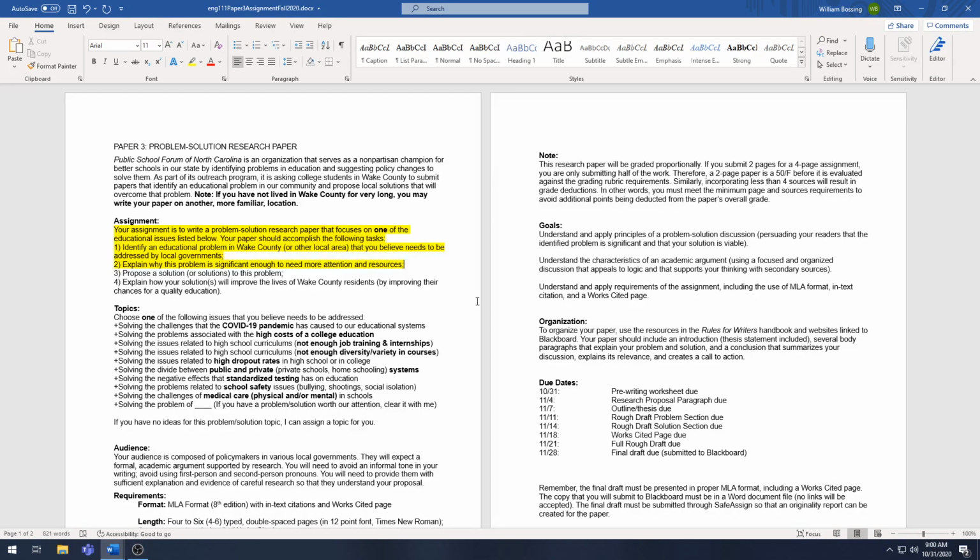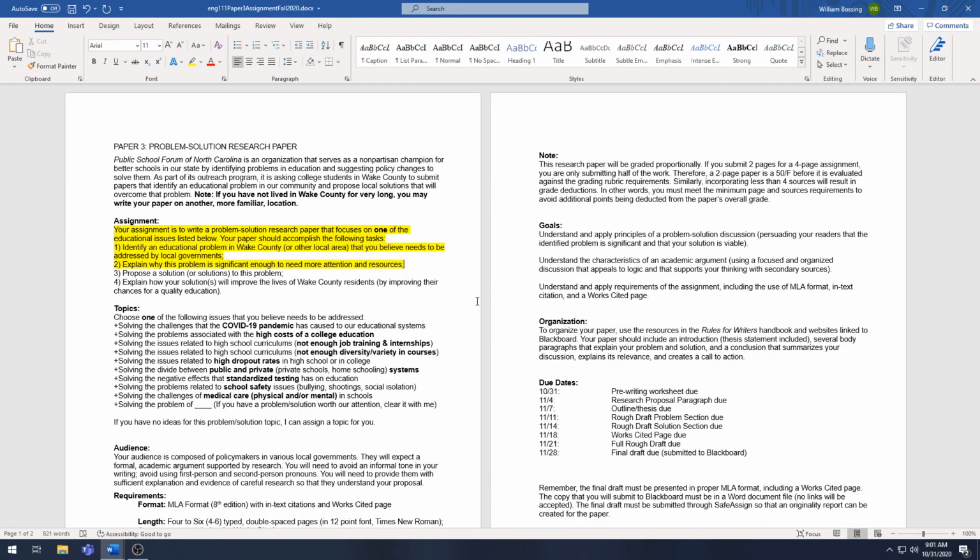And the things I want you to be cognizant of as you're putting this paper together is, number 1 job, especially identify an educational problem in a local area. And I put Wake County because most of us live here and have lived here for a while. That needs to be addressed, right? A problem that hasn't been corrected yet. And the 2 things to focus on are education and local.